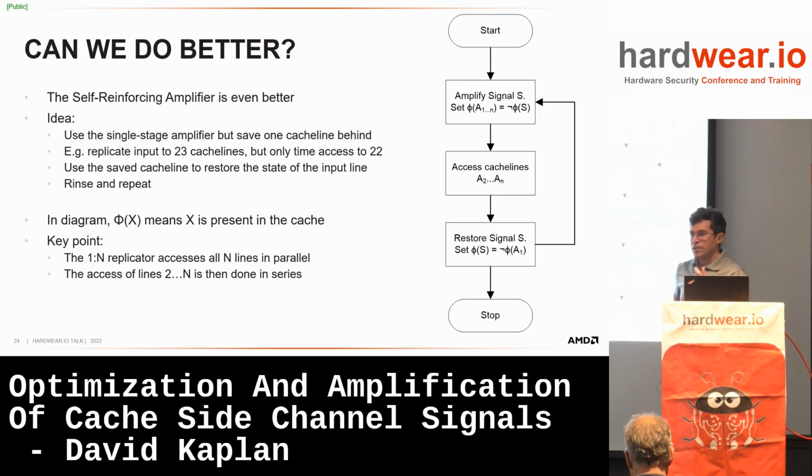The better technique is this thing that I call a self-reinforcing amplifier. In this case, we do that single-stage amplifier, but we keep one cache line behind. So we bring in 23. We're just going to access 22 of them, because we're timing the whole thing, and then we take the one that's left, invert it, and restore the original signal. This is important because this stuff is kind of like Schrodinger's cat: any time you use it, you bring the thing in, and you can't use it anymore. So we create 23 copies, use one to restore it, access the rest, and we repeat this a lot.